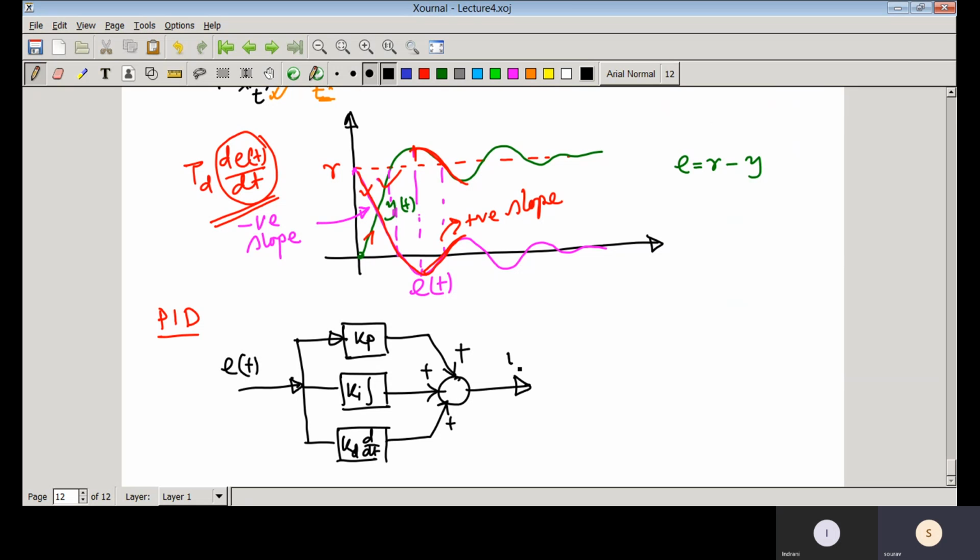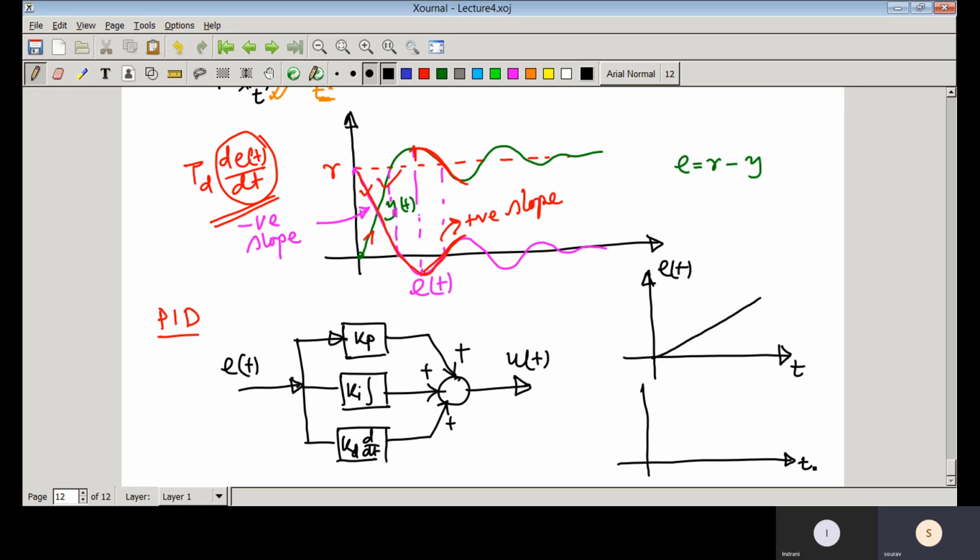So this is that control input U(t). Now if your error signal is like that, suppose this is t and this is that error signal e(t), suppose this error signal is going like that, then what would be your control input from PID? I think you can do it very easily.